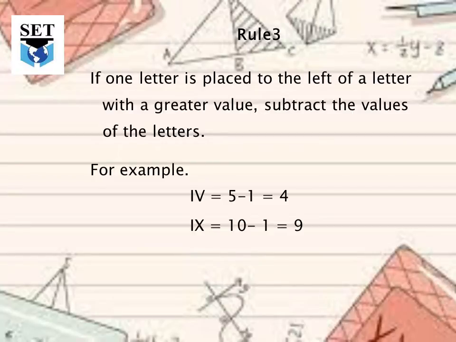IX is equal to 10 minus 1 equals 9. The value of X is 10 and the value of I is 1. So I is placed before X. It means the value of this I is subtracted from 10. So 10 minus 1 equals 9.